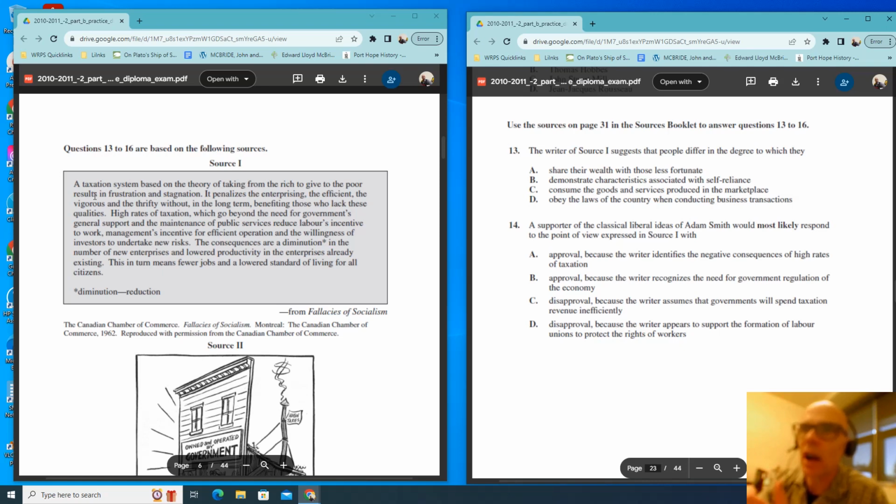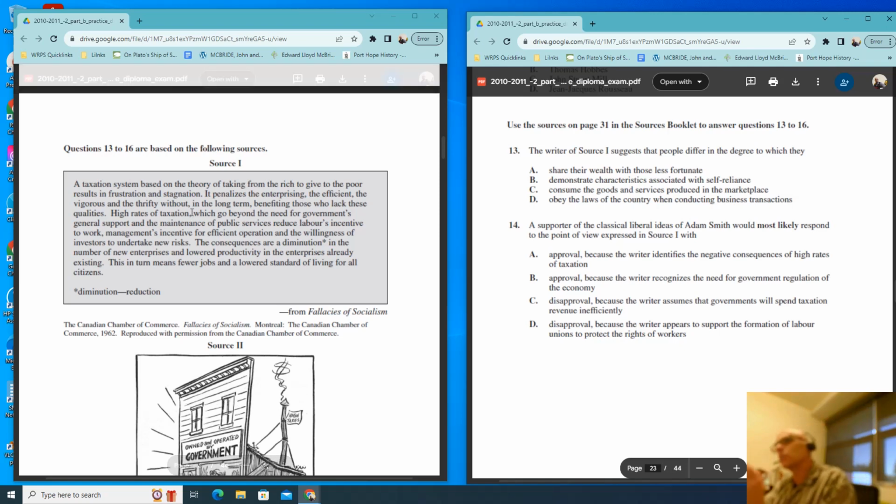High taxes or high rates of taxation, which go beyond the need for government's general support and maintenance of public services, reduce labor's incentive to work. Incentive to work? Self-reliance. So what I'm doing is a reading comp, and I'm seeing that term self-reliance that's in the stem for B, and I'm connecting that word self-reliance to the language in the source, and there is a connection. B is my answer.